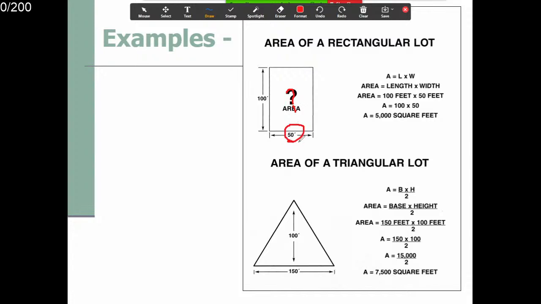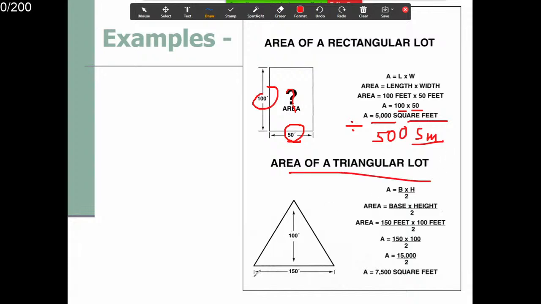So what is the area here? You've got 50 times 100, which is 5,000 square feet. Notice that if you divide that by 10, you have 500 square meters. It's a factor of 10. So 100 times 50 is 5,000 square feet, and divided by 10 that becomes 500 square meters.